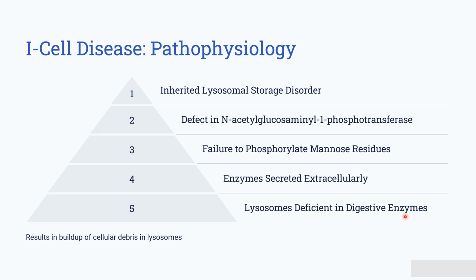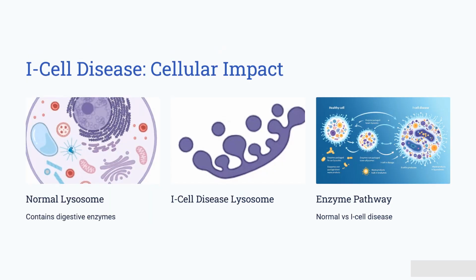engulfed, isn't it? But now, because of the defect of N-acetylglucosamine-1-phosphotransferase, there is a failure to phosphorylate the mannose residues. Therefore, instead of getting directed to the lysosomes, they are secreted extracellularly. This results in the buildup of cellular debris inside the lysosomes. So the lysosomes will become big. A normal lysosome is supposed to be very small in size, but here in I-cell disease, the lysosomes are enlarged because they do not have the necessary digestive enzymes needed to digest the particles present inside the lysosome.